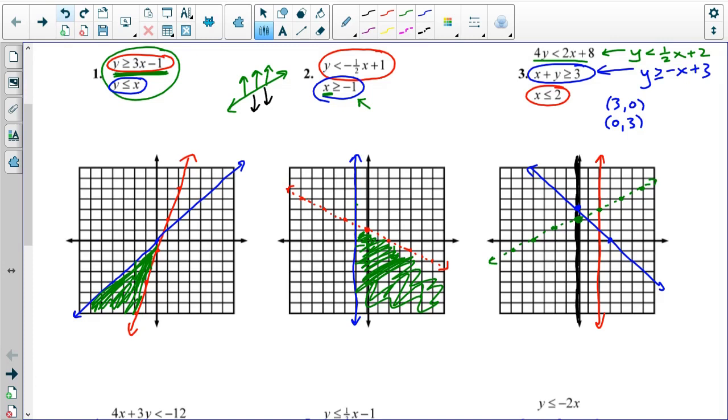Now I have to figure out where everything goes. So if I am looking at this, I need it to be to the left of my red line. I need it to be below my green dotted line, and I need it to be above my blue line. So to the left of the red, above the blue, and below the green gives me a very small region of the graph right here. So that ends up being my solution.